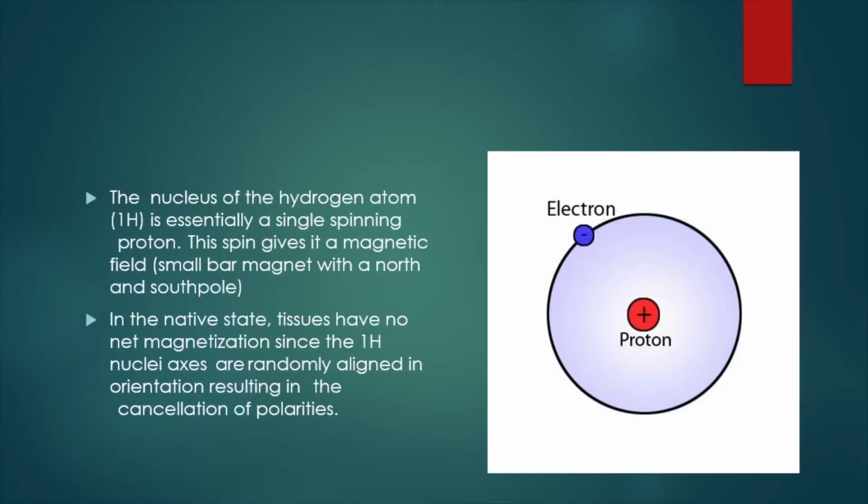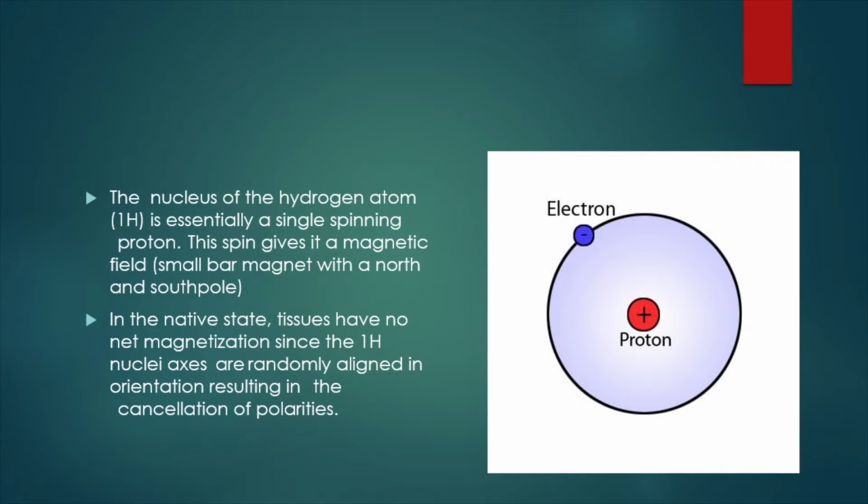So like the image shows, our hydrogen atom has one proton, one electron. So it acts as a dipole, and the nucleus of the hydrogen atom is essentially a single spinning proton, and this spin gives it an electromagnetic field, so it will behave like a small bar magnet.